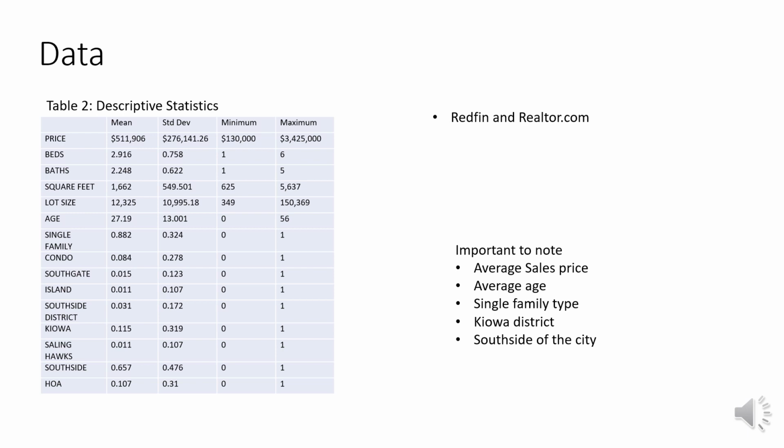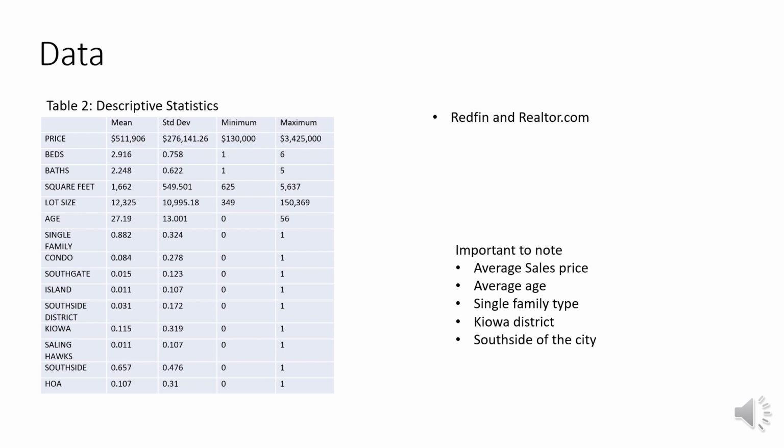Here are the descriptive statistics for each of the variables in my model. Now, the data I used was obtained from Redfin and Realtor.com. It's important to note the average sales price, that being $511,906 for the properties in my data set. Also to note is the average age of the properties, which is 27 years.